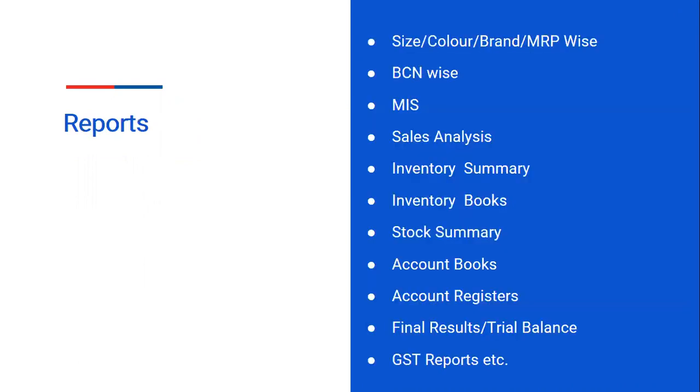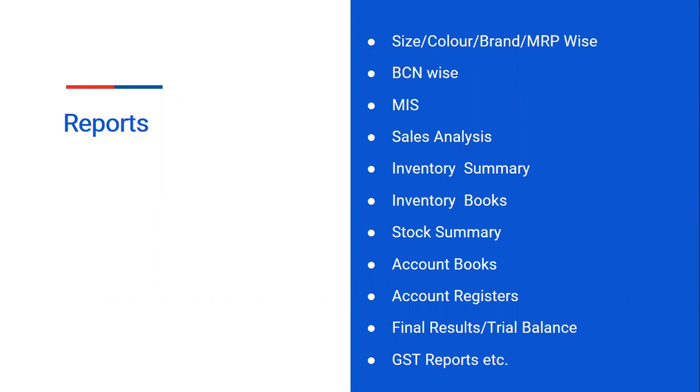Okay. Next is reports. The main report we need here is the size-wise, color-wise, brand-wise stock report. Sometimes we need MRP-wise also. That report is available with Busy. BCN-wise stock, barcode number-wise stock report. MIS report. Sales analysis report. In the sales analysis report, you will get the graphical view.